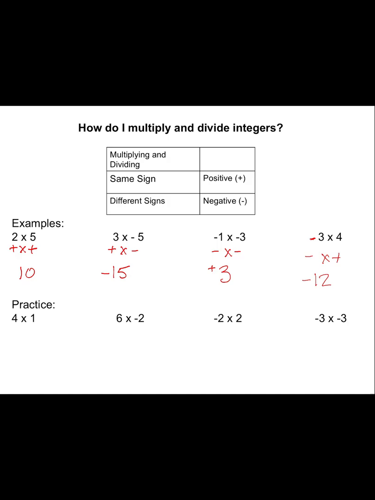Pause the video, and then when you're ready to start again, go ahead and hit play. So we have a positive times a positive, so your answer should be positive 4. Positive times a negative, answer should be negative 12. Negative times a positive, so it's negative 4. Negative times a negative, so your answer is going to be positive 9. So double check your answers, make sure your signs match, and make sure you did your multiplication correctly.